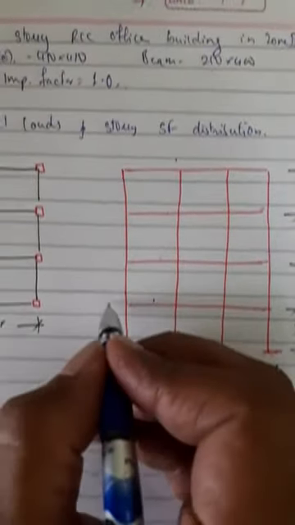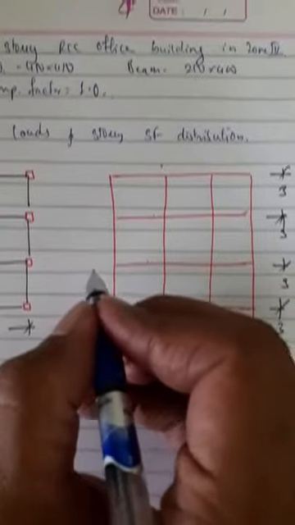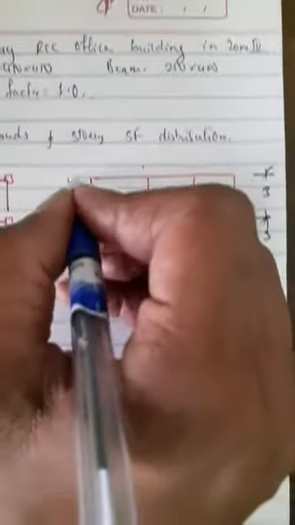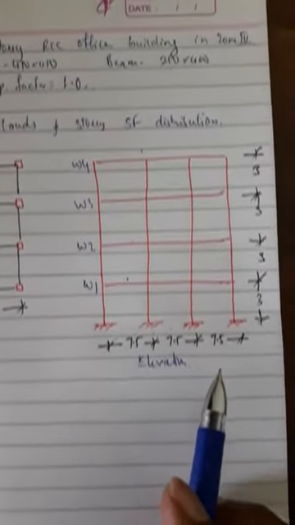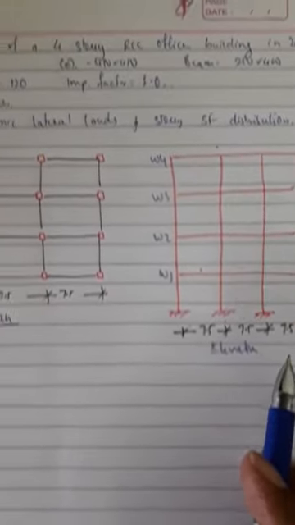Now here the seismic loads W1, W2, W3 and W4 you need to determine. These are not given. In this problem you need to calculate seismic weight W. So step 1.